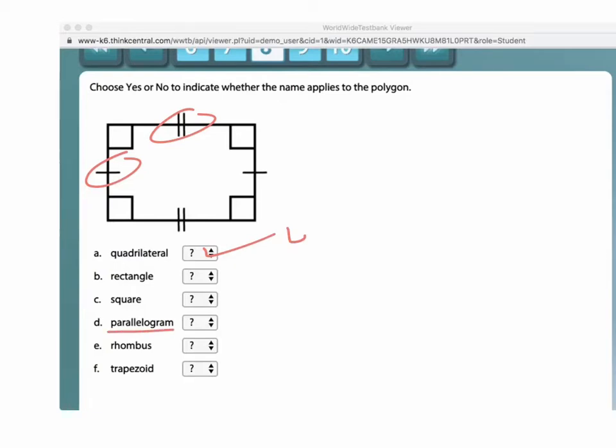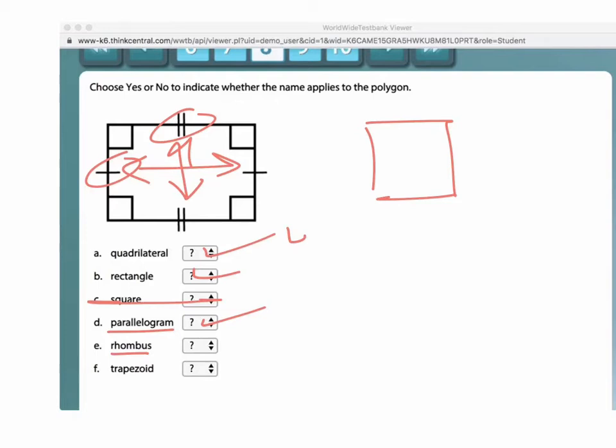Is it a parallelogram? Yes, it's a parallelogram because opposite sides are parallel. And when opposite sides are parallel, that is the definition of a parallelogram. Is it a rhombus? No, it's not a rhombus, because a rhombus must have all 4 sides the same. It's like a square or a diamond, but it has to have all 4 sides the same. And so that is not a rhombus.